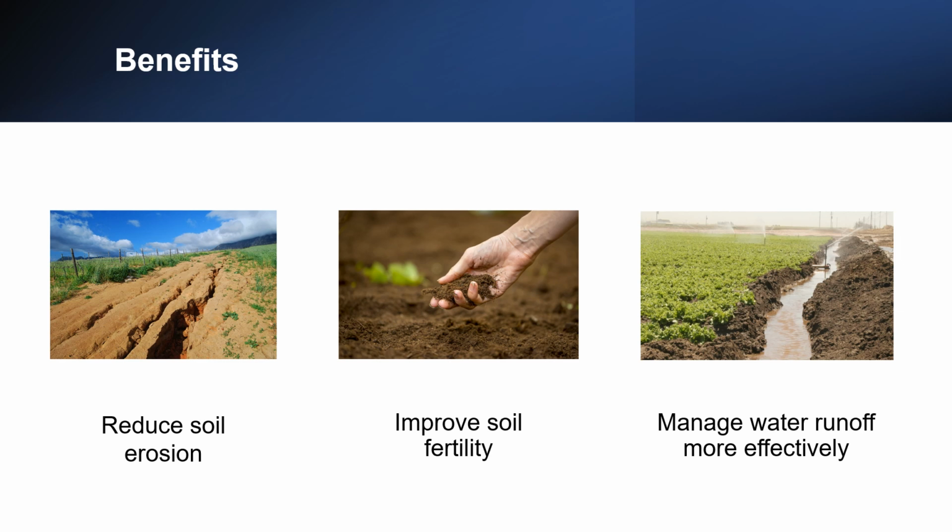The main purposes of strip cropping are to reduce soil erosion, improve soil fertility, and manage water runoff more effectively. It helps preserve the fertility of the soil by forming a water dam in between the strips. Therefore, nutrients that would have been lost due to runoff are otherwise retained in the dam.